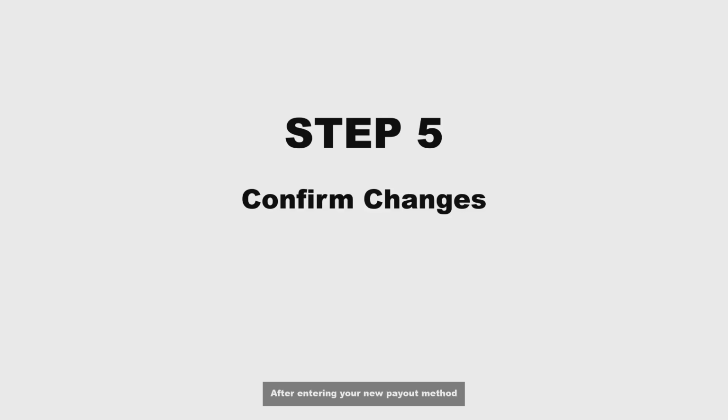Step 5. Confirm changes. After entering your new payout method details, review the information for accuracy. Once confirmed, submit your changes and wait for a confirmation message indicating that your payout method has been successfully updated. Make sure to check your email or account notifications for any updates regarding your payout method change. Following these steps will help you manage your payouts efficiently.